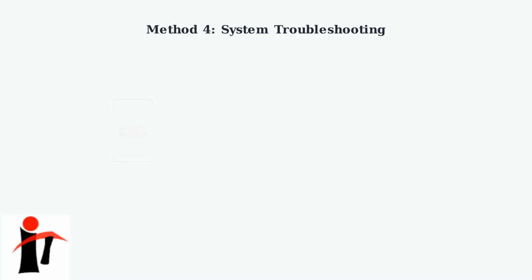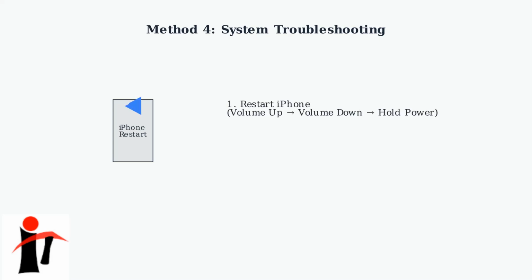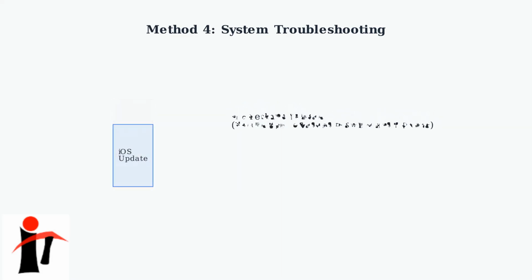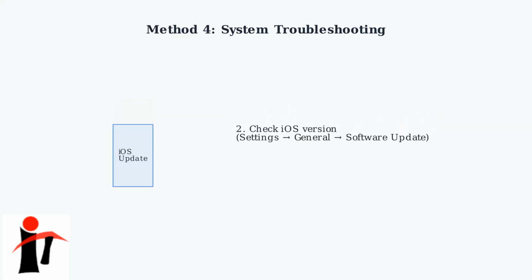Method 4 involves system-level troubleshooting when the previous methods fail. This addresses deeper iOS and connectivity issues. Start by restarting your iPhone to clear temporary system conflicts. Press and release volume up, then volume down, then hold the power button until you see the Apple logo. Next, check your iOS version and update if you're behind by more than one major version. Go to Settings, General, then Software Update.